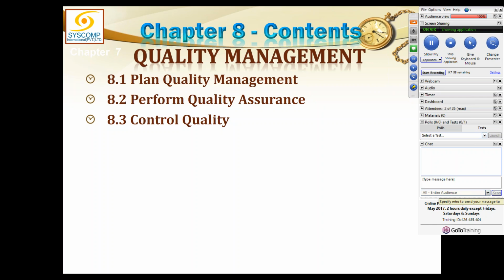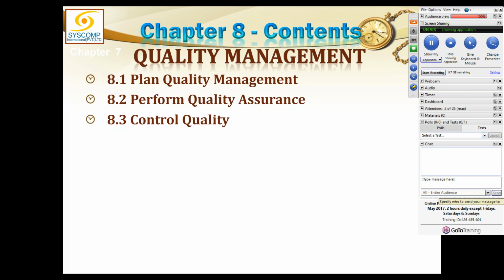inspections will be carried out, who will be responsible for doing what, any schedule of this quality, and if there are any internal or external auditors or inspectors coming down to check something, that is also to be included. So everything about quality will be planned in the quality management plan.